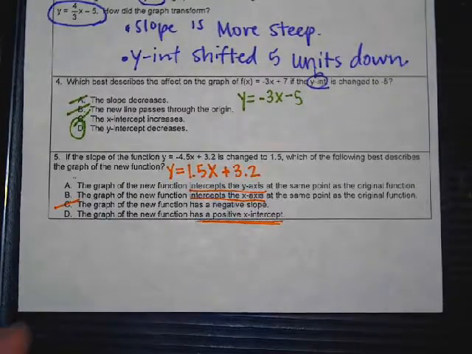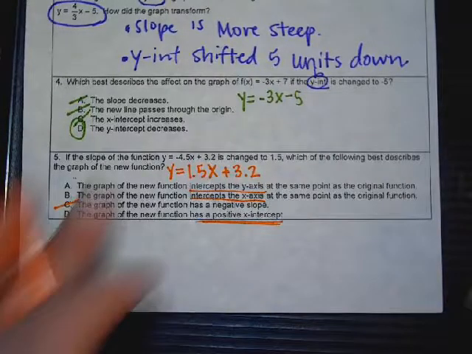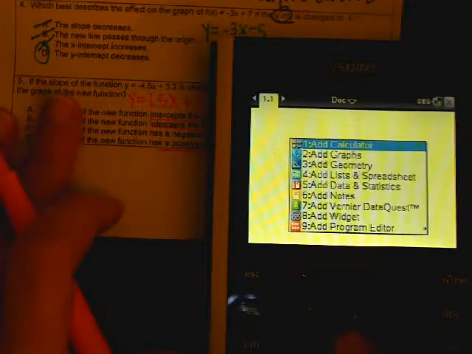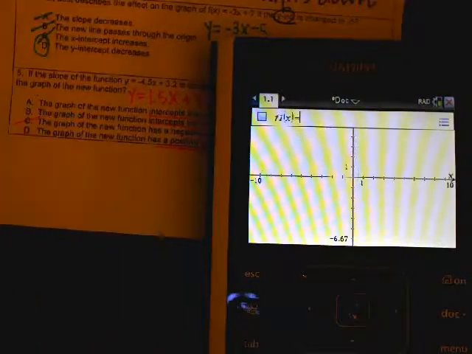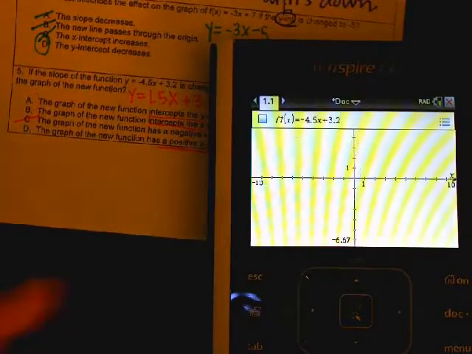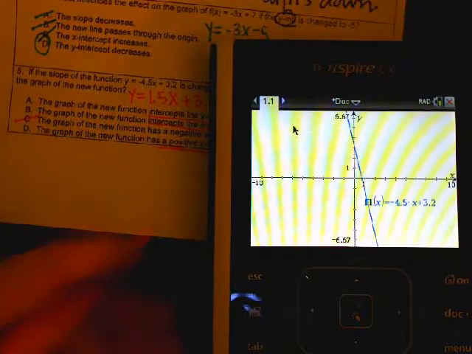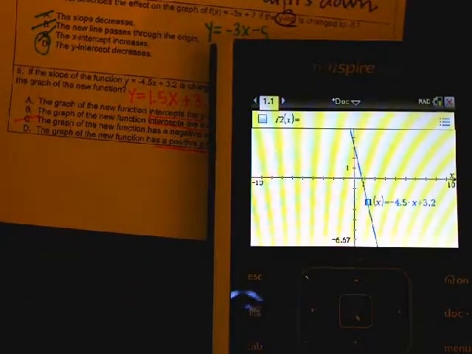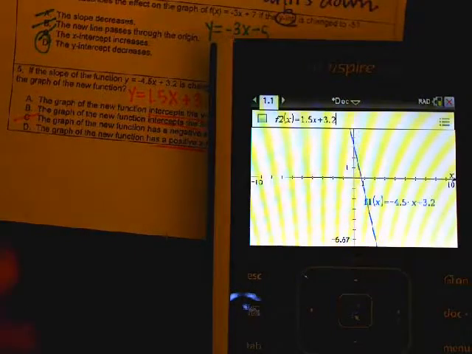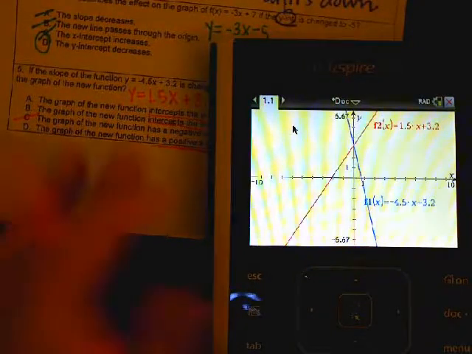Okay, so let's look at the graph. That's not right. You forgot your x. Yeah, I did. Okay, so here we go. Y equals negative 4.5x plus 3.2. So there's the original. And here's the new, 1.5x plus 3.2. That's right. There it is.